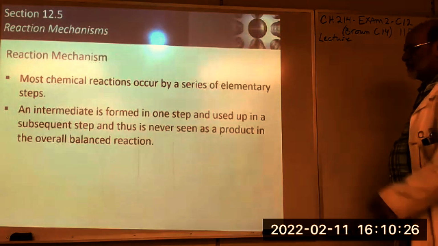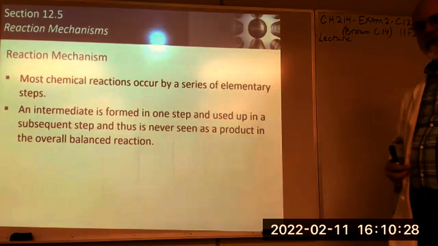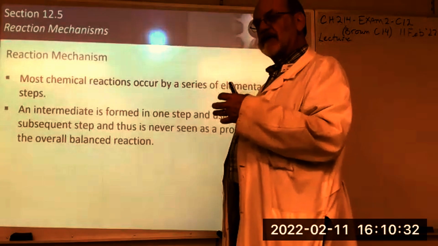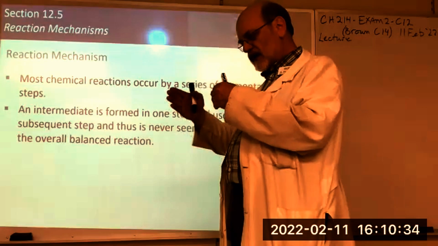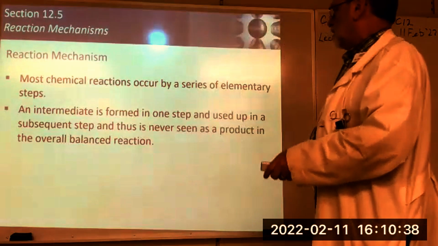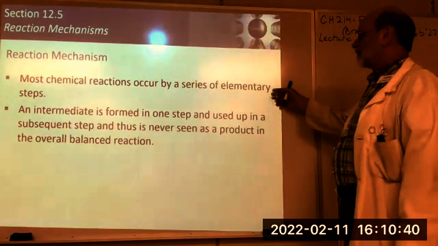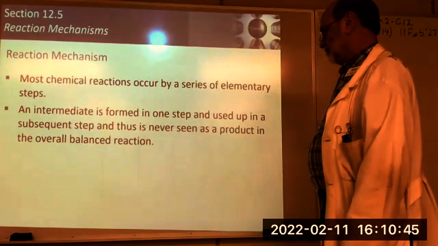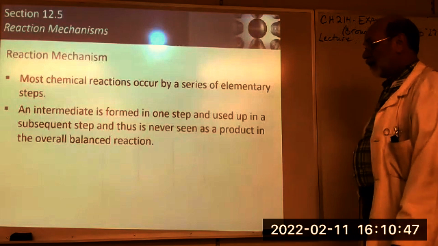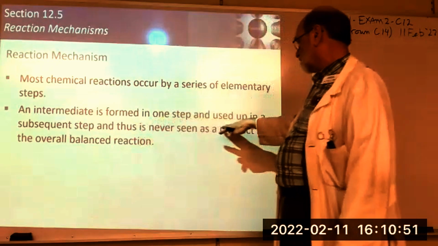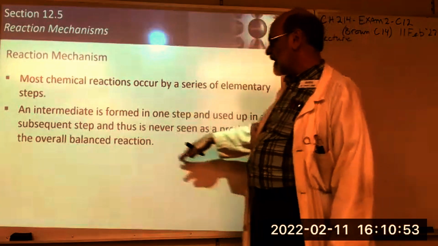Okay, now mechanisms. I mentioned most reactions occur in steps, and that's where we get into mechanism. What step goes from here to here, and then here to here, and then eventually to products. These are called elementary steps of a mechanism. So an intermediate would be formed with, say, the first step of a reaction and used up in the second step.